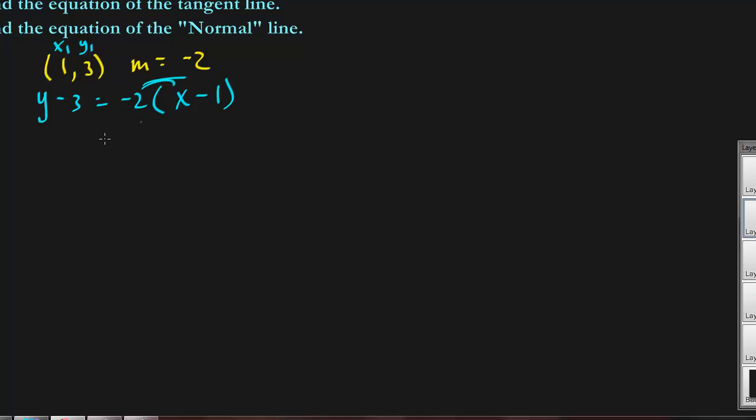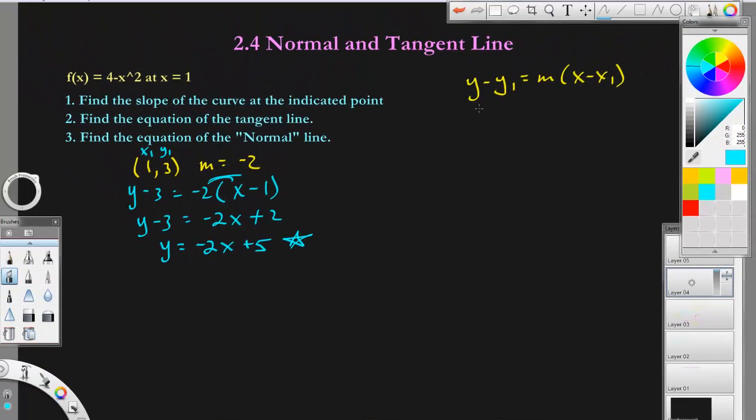Okay? We'll distribute. So y minus 3 equals -2x plus 2. And add the 3, so y equals -2x, and that would be what? Plus 5. And that would be the equation of a tangent line to that. Now, let's go ahead and put that answer here. That would be y equals -2x plus 5. And this one was -2. So there are our answers so far.